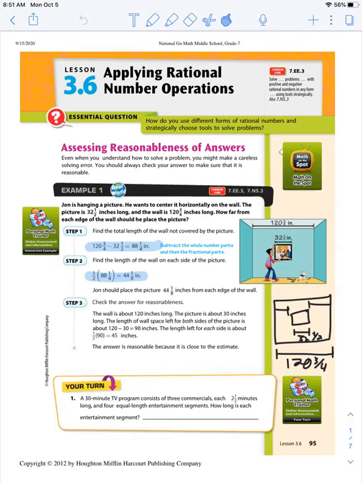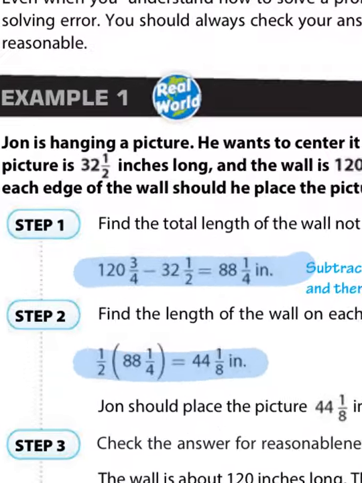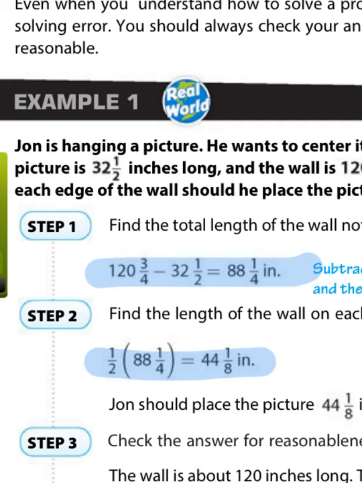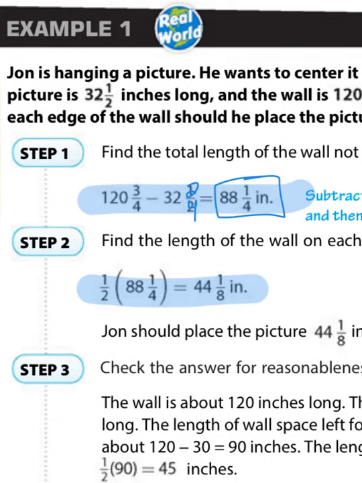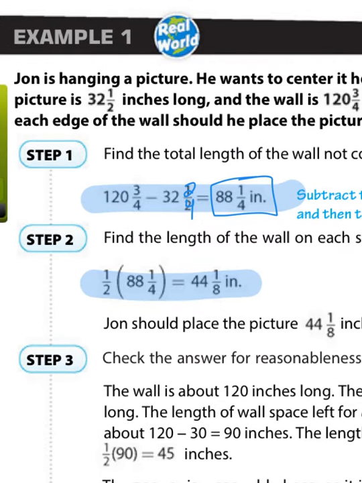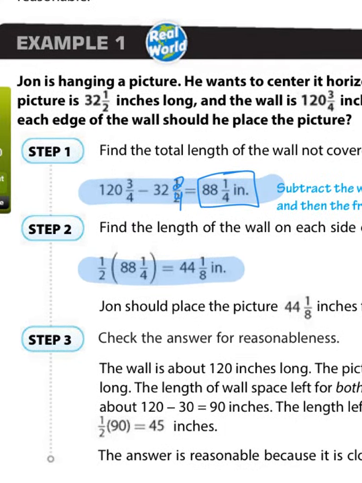All right, so how do you subtract the fractions? You need to find common denominators for the fraction parts, and then since 3/4 is actually bigger than 1/2, which is 2/4, you can subtract the whole numbers and then subtract the fractions. So 120 minus 32 is 88, and 3/4 minus 2/4 is 1/4. So our answer is 88 1/4 inches. That's how much space is left, but it's centered, so we want to know the length of the wall on each side of the picture.